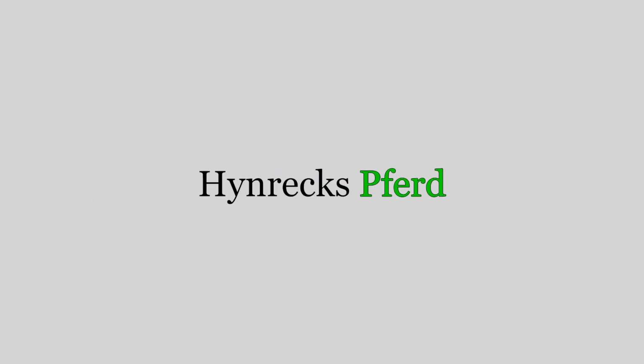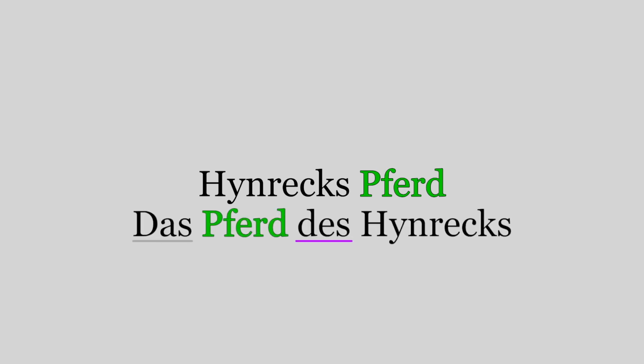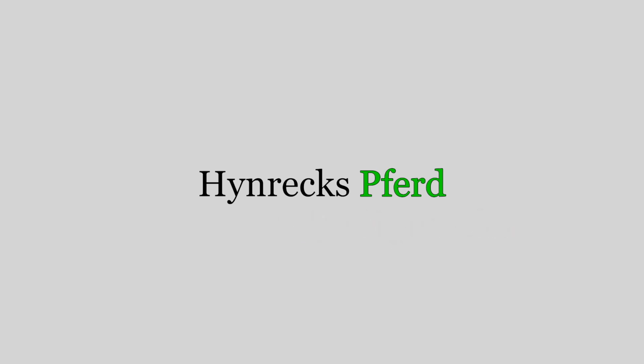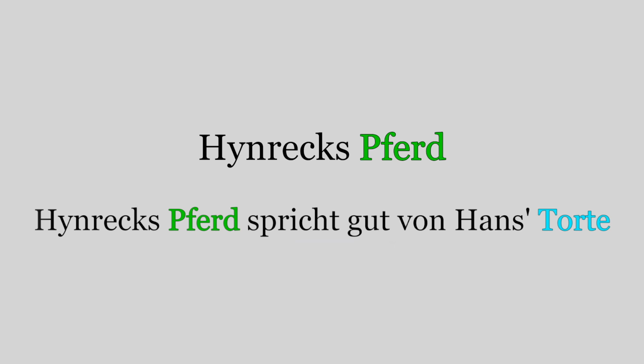I need to point out now that the genitive case construction does not apply to names. Proper nouns and their possessions work similarly to English, but without the apostrophe. Instead of saying das Pferd des Heinrichs, which would be wrong, you should say Heinrichs Pferd, just like you would say Heinrich's horse. The word order is the same as English, and the noun gets an s if it doesn't already have one. If the name ends in an s, then when writing it, you add an apostrophe to the end, so it may look like Heinrichs Pferd spricht gut von Hans' Tote.